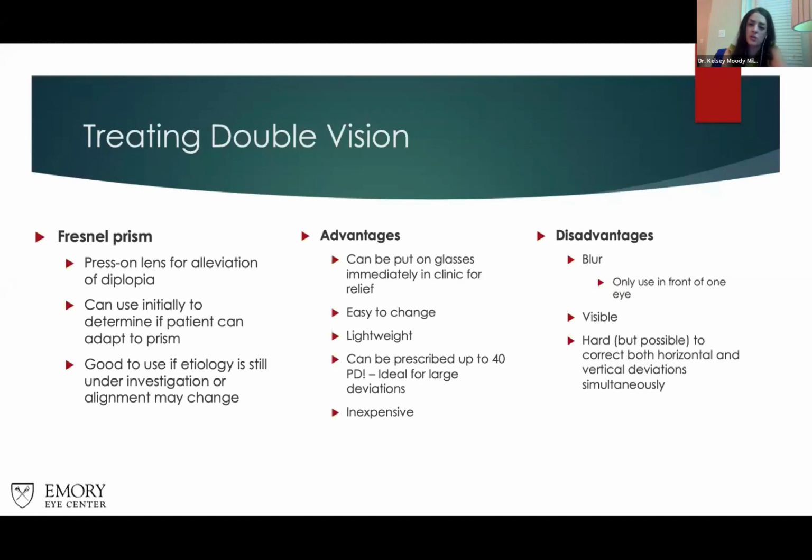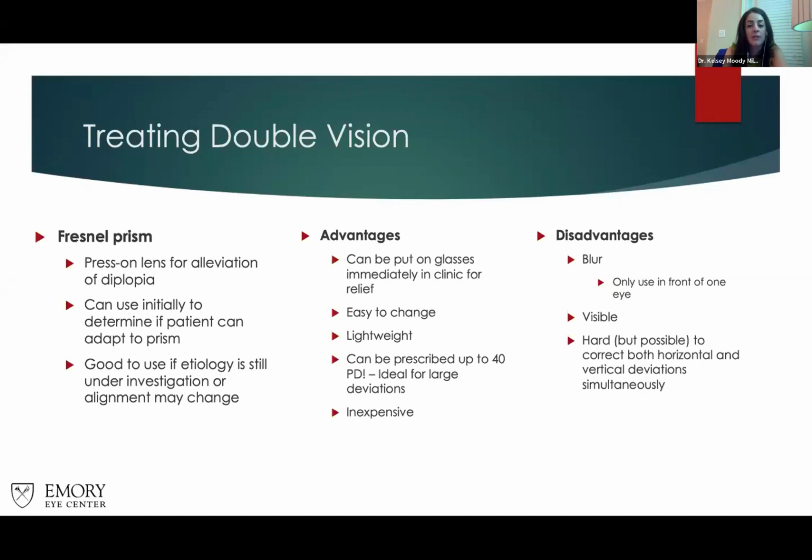Oftentimes with patients who I think are going to start improving, maybe they have a traumatic 6 or traumatic 4, and we think that this might get better with time, I bring them back about every 4 to 6 weeks, and sometimes we change out their Fresnel. It's lightweight, so if we have to go to higher values, which we can prescribe up to 40 prism diopters of a Fresnel prism, it's not going to be very heavy. So that's a great thing to think about, and it's inexpensive.